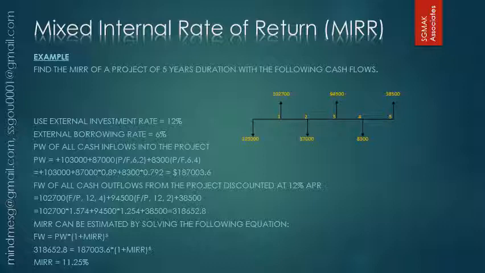So in this case, similarly, we just find the present worth of all costs that we input to the project. So it's 103,000 at time 0, plus 87,000 using the factor P over F 6 and 2, bringing it to the present, plus 8,300 at the end of year 4 using the factor P over F 6 and 4. Bring it to the present, and that gives us the present worth of all costs involved with the project as $187,003.60.